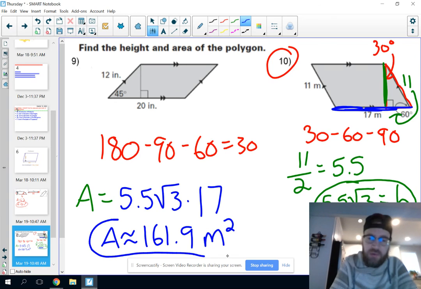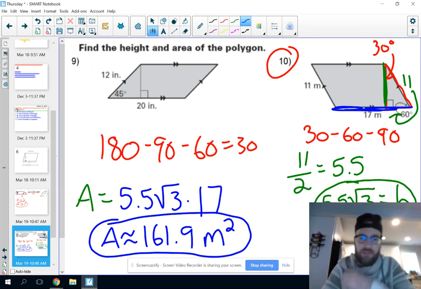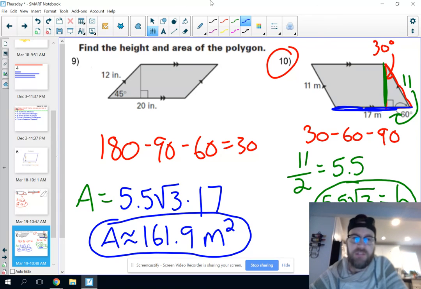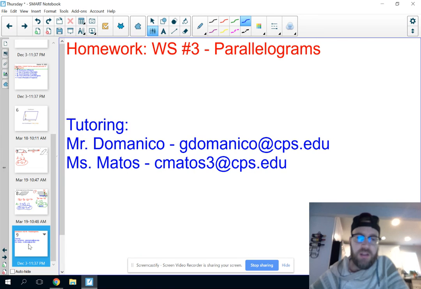So number 9, pretty similar to number 10 in the fact that you have to use some special right triangles to find the height. I will post the answer key later tonight, worksheet number 3 for homework.